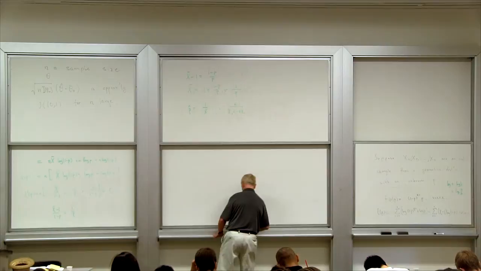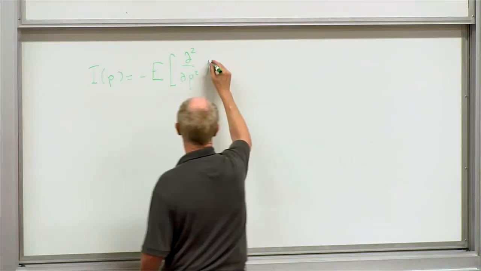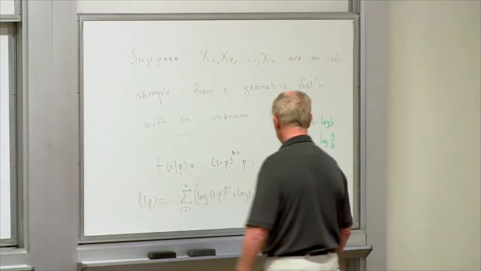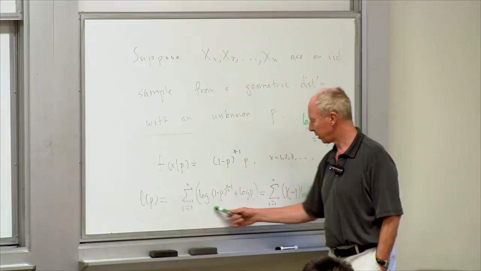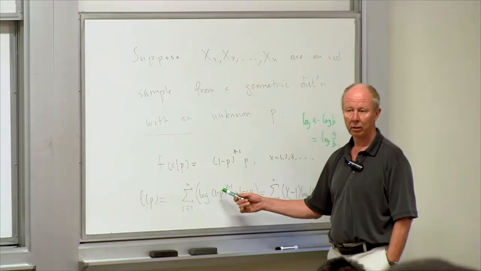Now, I of p in this case is minus the expected value of the second derivative, with respect to the parameter, of log of f of x given p. We already kind of computed it. This is the derivative of what? Log of f of xi given p. So this is the first derivative here with xi.